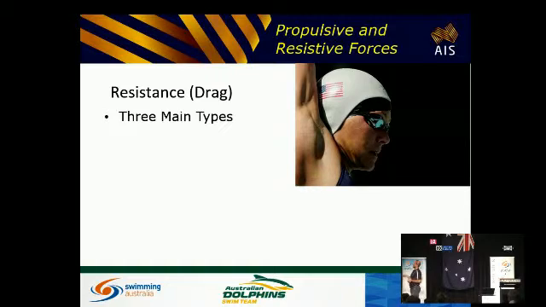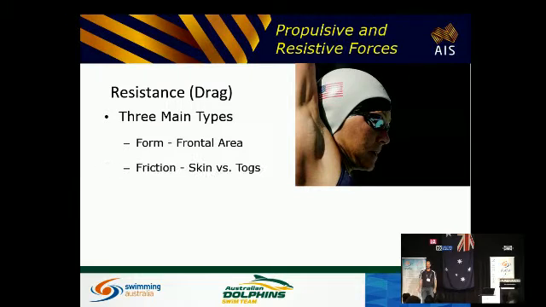Just so we're clear, there are 3 main types that we're dealing with. There are a couple of other small ones, but for our purposes, the big one and probably the main one is form drag, which is really your frontal area. If you're looking at me head on through the water and you can see that much of my body, that's quite a big frontal area. If I get down into a streamline position and you look head on, it's whatever area you can see. So that's one of the main influences.